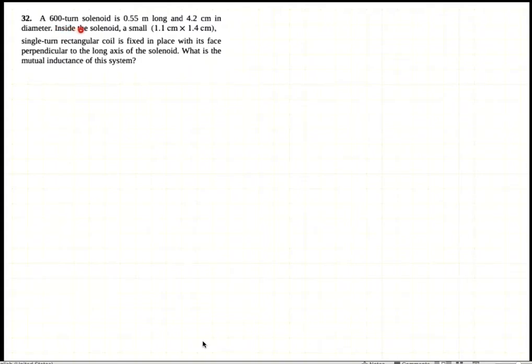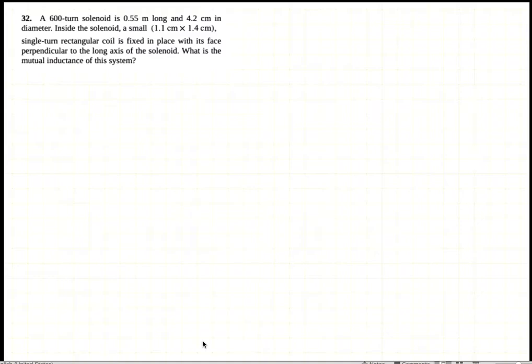A 600 turn solenoid is 0.55 meters long and 4.2 centimeters in diameter. Inside the solenoid, a small 1.1 centimeter by 1.4 centimeter single turn rectangular coil is fixed in place with its face perpendicular to the long axis of the solenoid. What is the mutual inductance of the system?